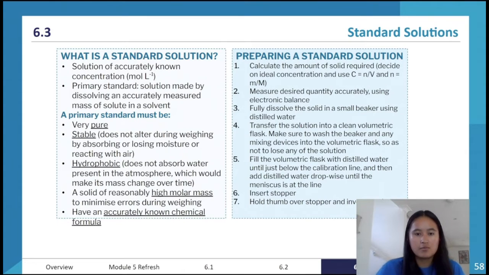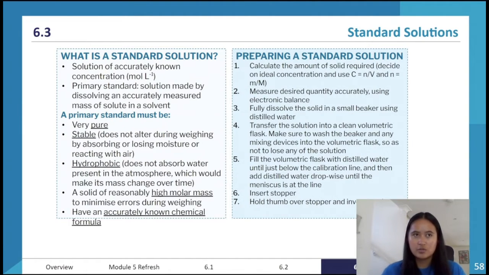And it has to be a reasonably high molar mass. The reason for this is if you have a high molar mass, it prevents small changes in mass, like losing a little bit of mass, from making a big difference on the number of moles. It'll be such a tiny fraction of a change. If you have a really low molar mass, your half a gram being lost on the scale turns into a really big percentage. So you want a high molar mass. And you want an accurately known chemical formula.